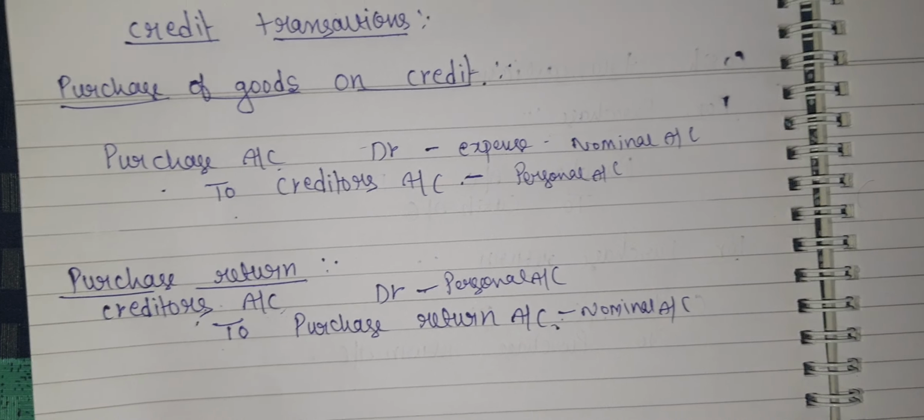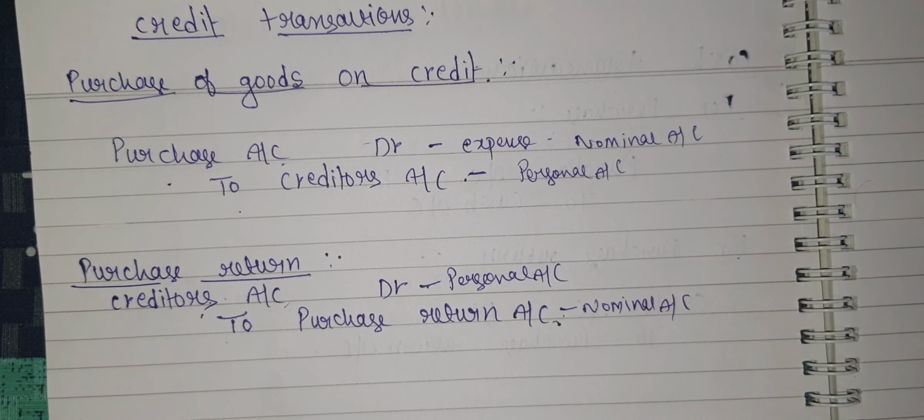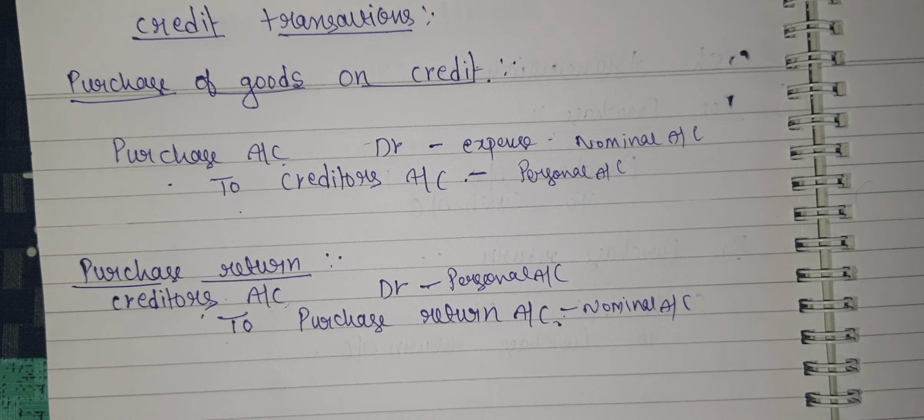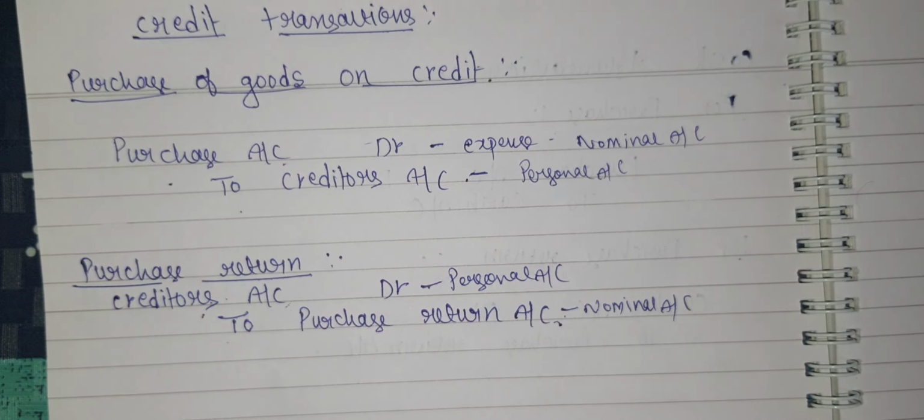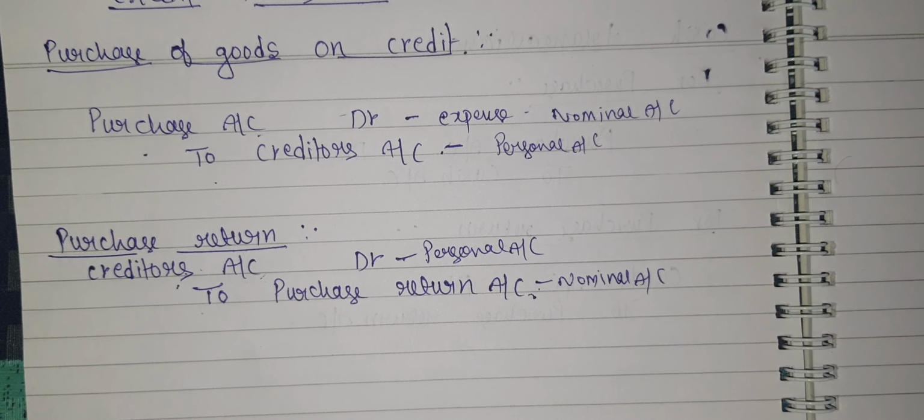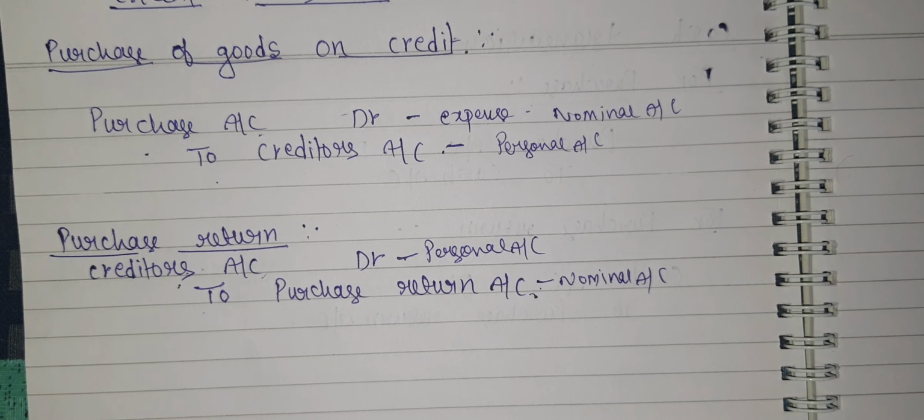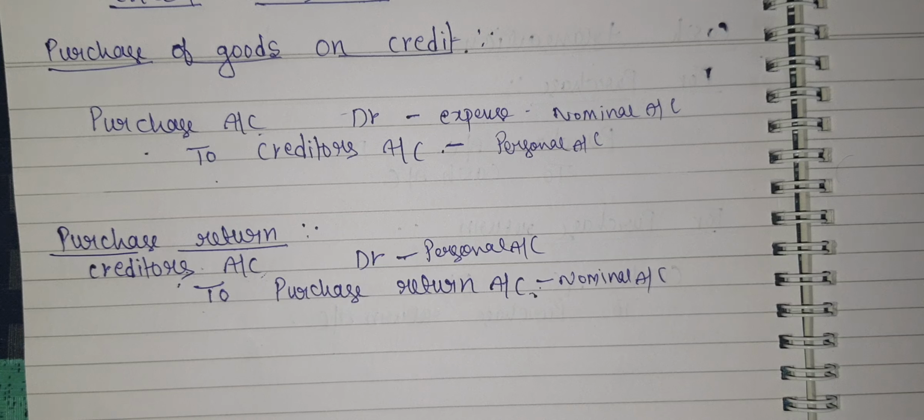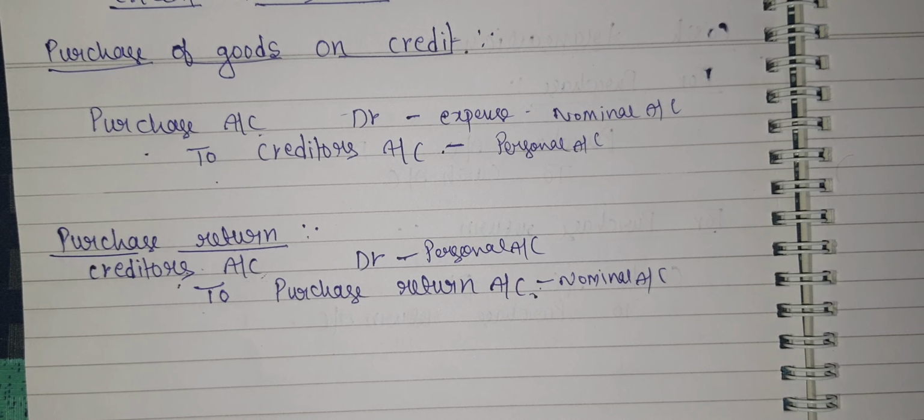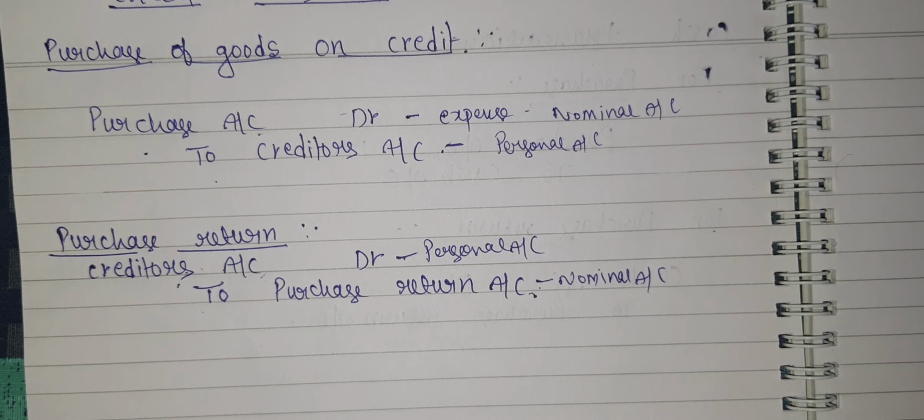First, we will see the transaction that is on credit. It means purchase of goods on credit. It means you have bought the goods from a supplier but have not paid for them immediately. Instead of that, you agree to pay the supplier at a later date. Okay, this is the meaning of purchase of goods on credit.